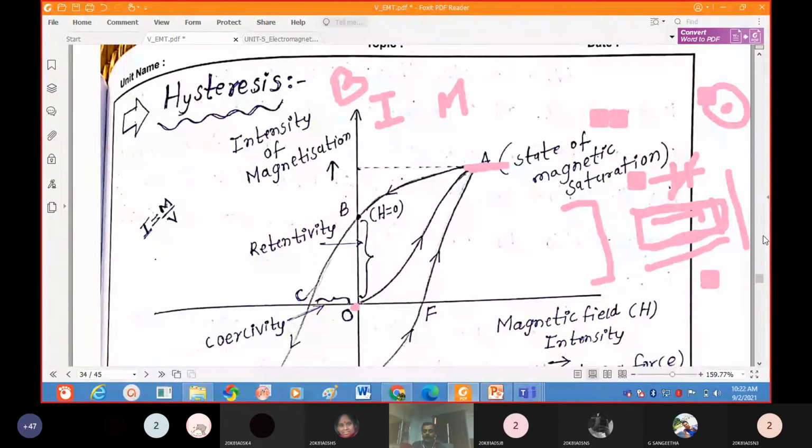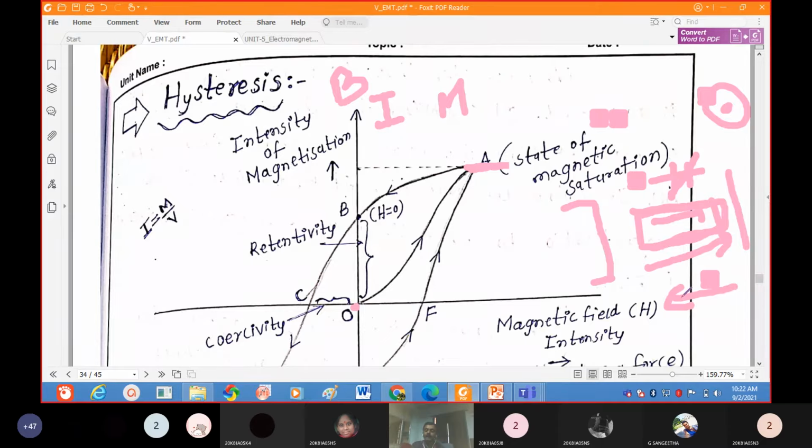Now apply the magnetic field. Previously the magnetic field direction was in this direction. Now we apply the magnetic field in the opposite direction. What happens? The dipoles inside try to orient in the field direction. That's why the magnetic field decreases.